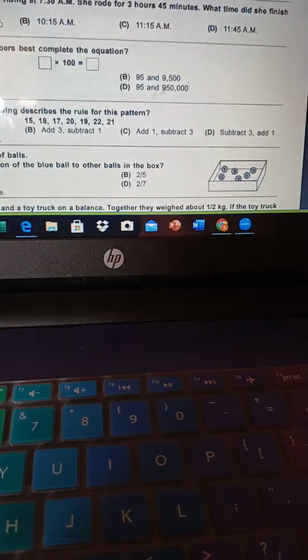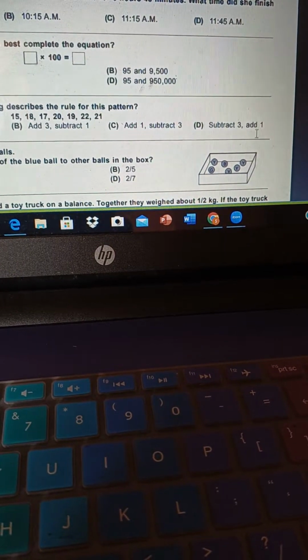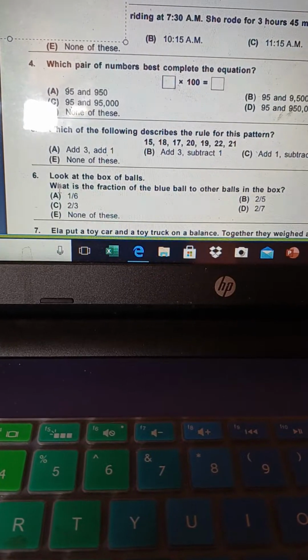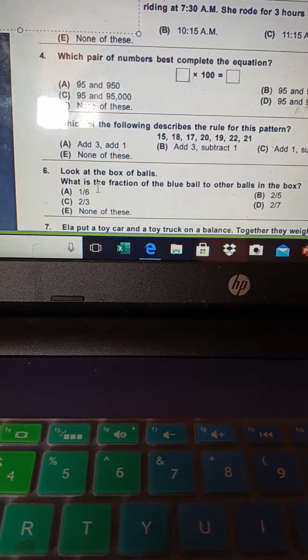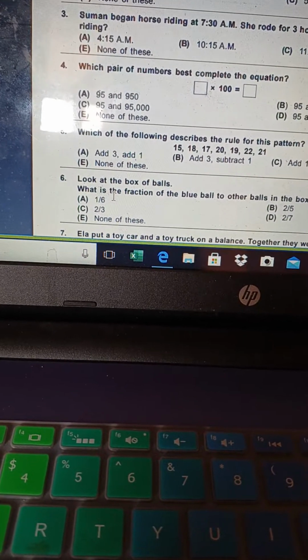And there is only one blue ball. See, this is the only one blue ball. So here we can write 1. So 1 by 6 is the correct answer. Now let's move to the next one.